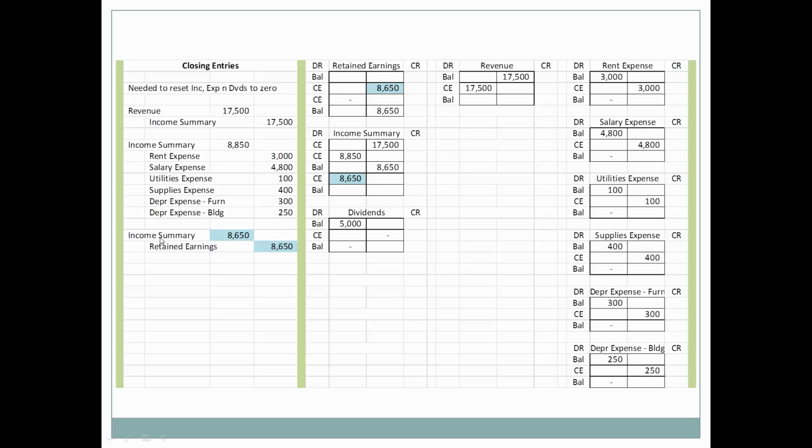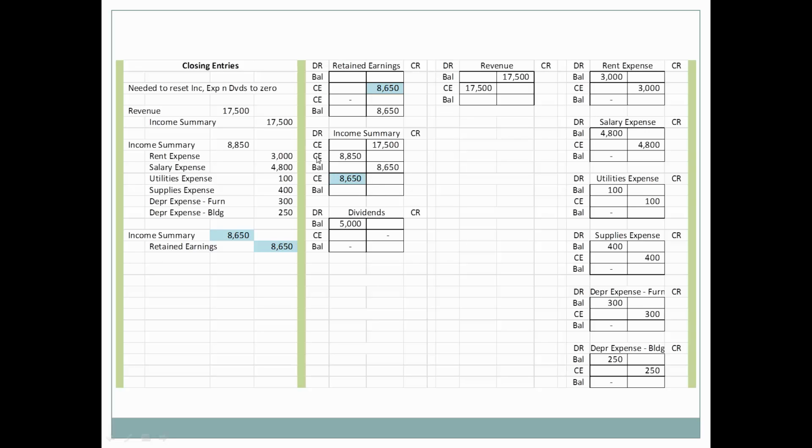Now we're going to close out the income summary because it's just associated with the income statement accounts. We're going to close out the income summary to retained earnings. So now retained earnings will have a credit of $8,650. Income summary will have a debit of $8,650. So this was our ending balance. We add up all of our debits, add up all of our credits. We'll have a zero balance now.